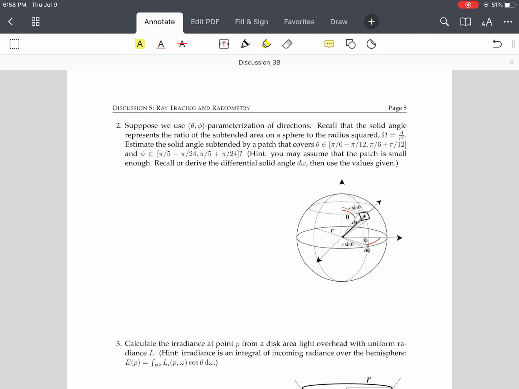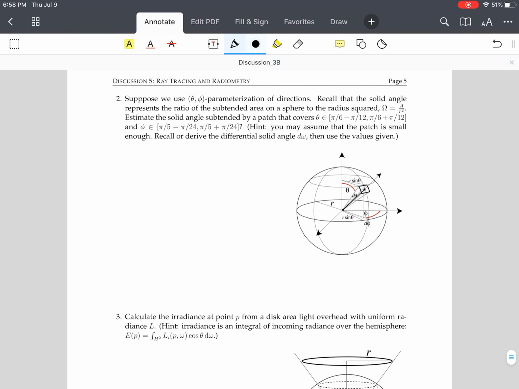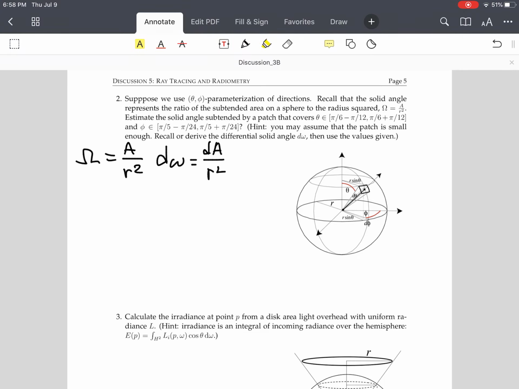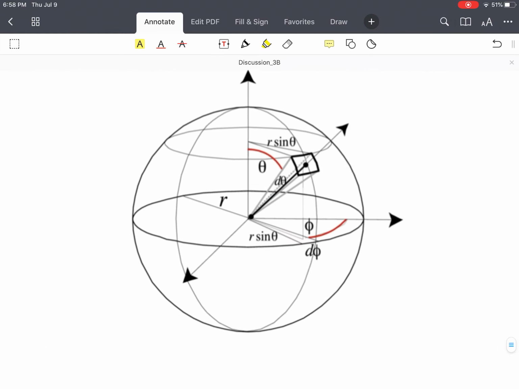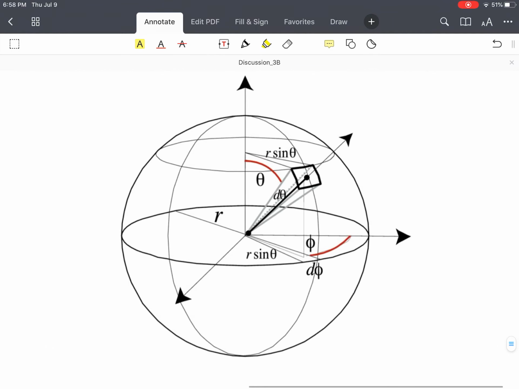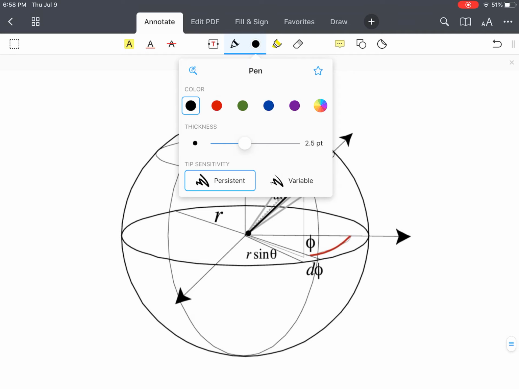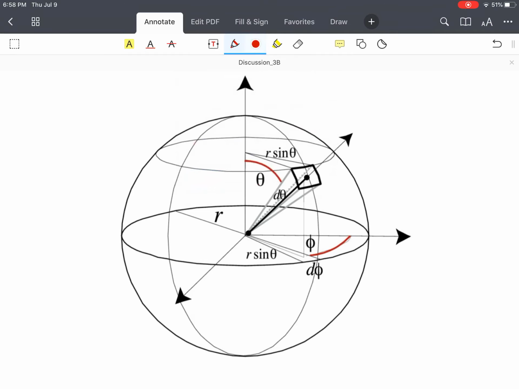Okay, so let's look at this. So first of all, remember we want to talk about differential solid angle d omega, right? And so we have omega is equal to A over r squared. So d omega is equal to dA over r squared, right? And so let's look at this to find out dA. Let me change this to red. Okay, so this little black box is the area we want to look for, right?